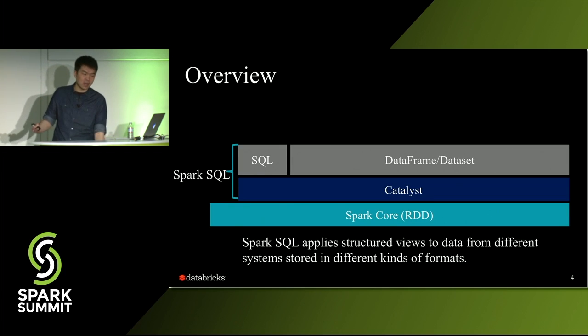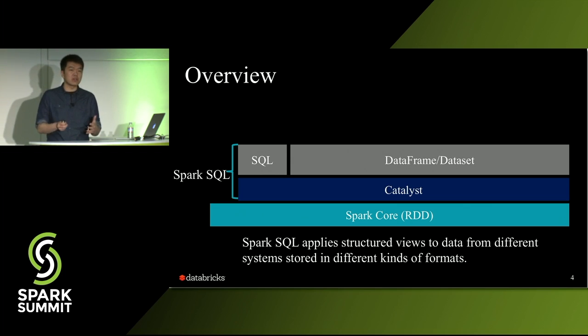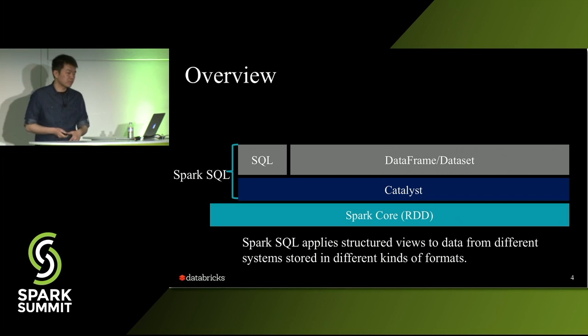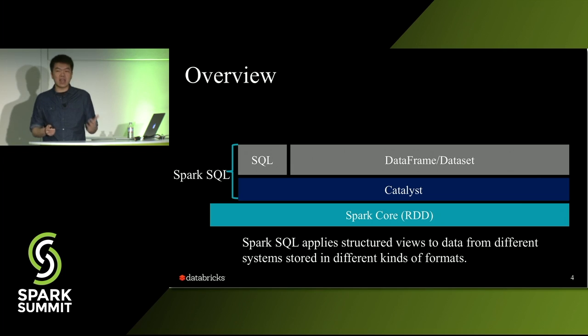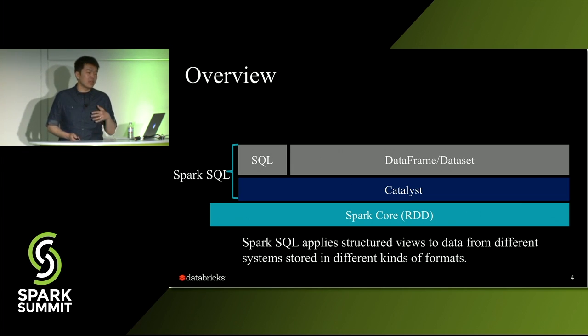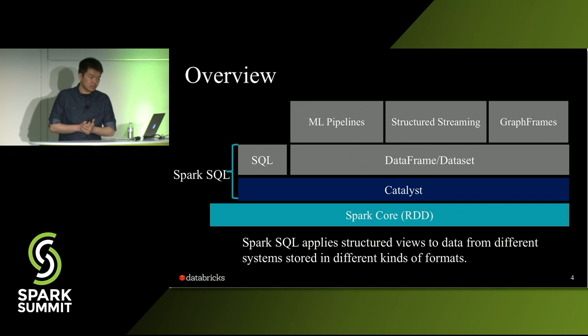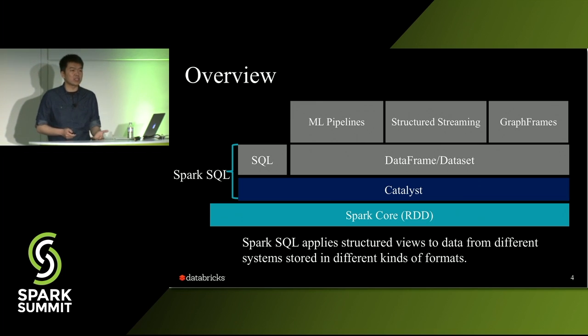All right, let me start my talk. Spark SQL provides a structured view of data from different systems stored in different kinds of formats. It provides high-level structured APIs like SQL, DataFrame, and Dataset. Spark SQL has been the foundation of lots of recent innovations and enhancements made to Spark, like ML pipelines, structured streaming, and GraphFrames. And Spark SQL will keep serving as a foundation for future innovations and enhancements.